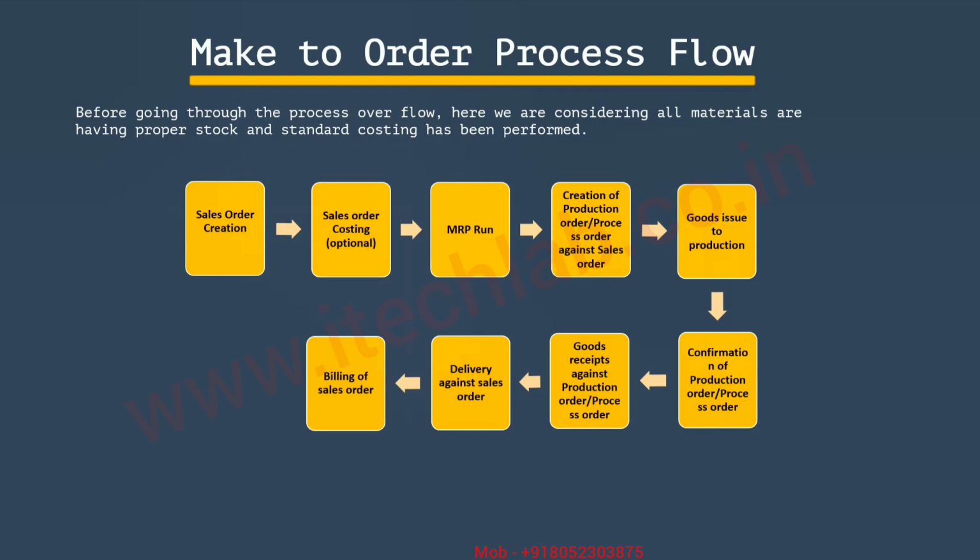Next is delivery against the sales order. When the goods are received from the production order, we are going to do the delivery. In delivery, we deliver the goods to our customer, and next is the billing of the sales order. Here we do the billing and take the money, and the rest FI will take back.